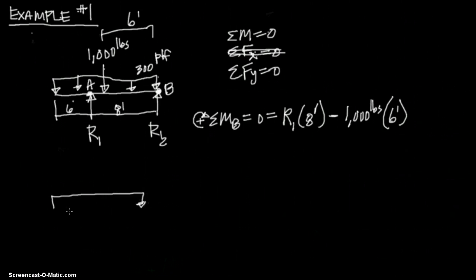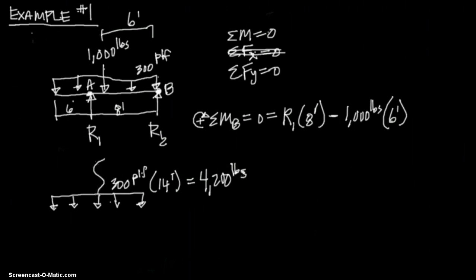You have a distributed load, and it comes from calculus. The area under the curve, if you will, is what it equals. But all it is, you have 300 PLF, 300 pounds per linear foot, times 14 foot. 300 times 14 foot is 4,200 pounds. So overall, you're going to have 4,200 pounds. And this is actually going to go at the centroid, or the center of gravity of that load.